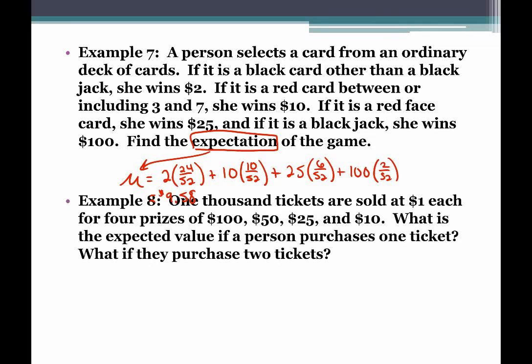We have 1,000 tickets being sold at $1 each for 4 different prizes. What's the expected value if a person purchases 1 ticket? And in that first one, guys, I apologize. I should have done the proper notation. It should be E of X for expected value. It is the same thing as finding our mean. I got a little carried away on that one. Forgot about our notation. I apologize. Capital E for the expectation.